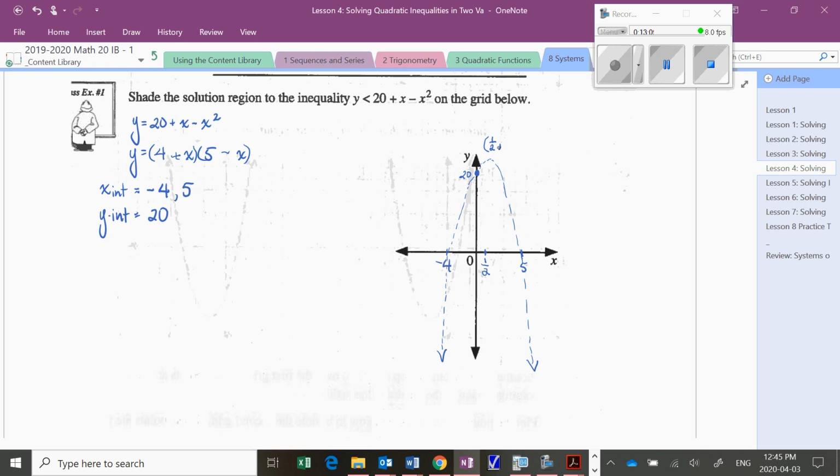And let's just also do a quick review on how to complete the square as well. But first off, let's do it this way. So if I know that midpoint is 1/2, then for my vertex, we know that x is equal to 1/2, so then y will equal 20 plus 1/2 minus 1/2 squared, so minus 1/4.